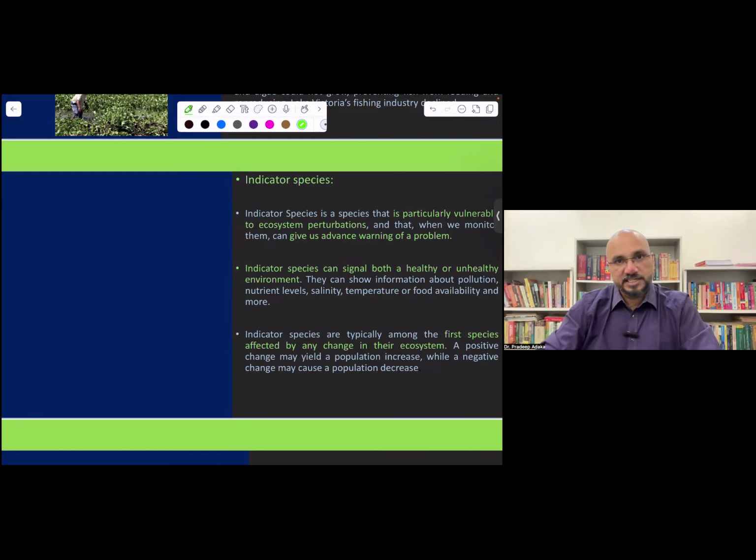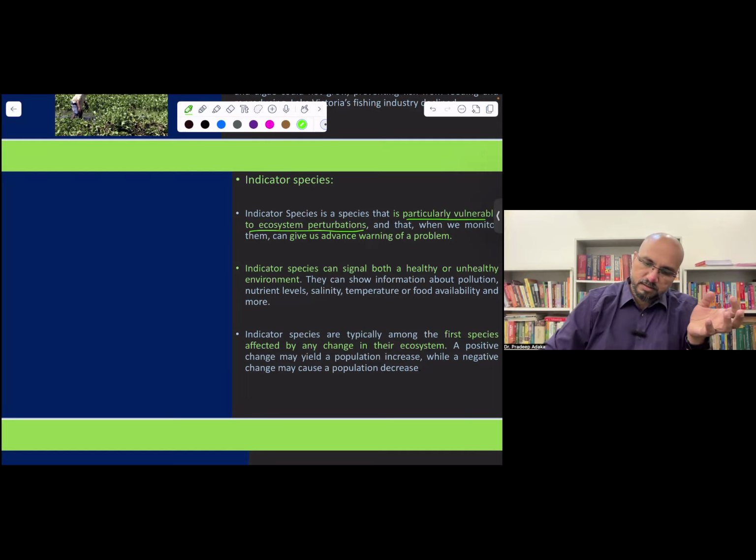They are very sensitive to changes in the environment. So if any hazardous chemical or any pollutant enters, they are the first ones to get affected. So by looking at them, you can tell. They indicate the health of the environment. That is why they are called indicator species. So see, an indicator species is a species that is particularly vulnerable to ecosystem perturbations. And perturbations means changes, so fluctuations in the environment. They are very sensitive to that.